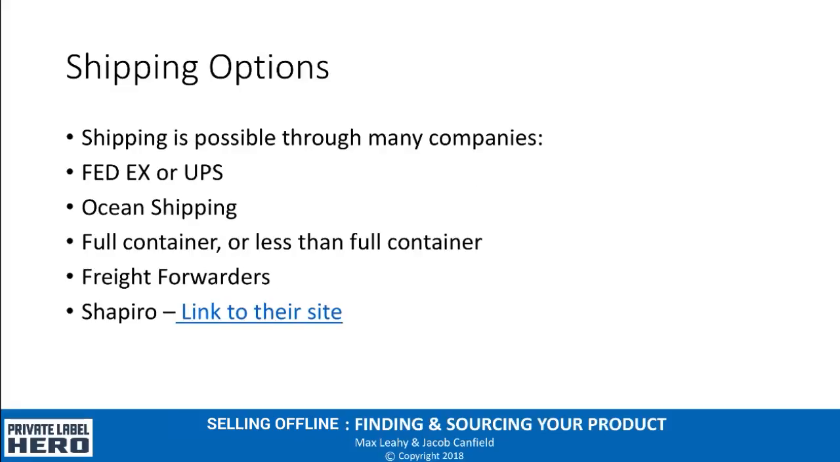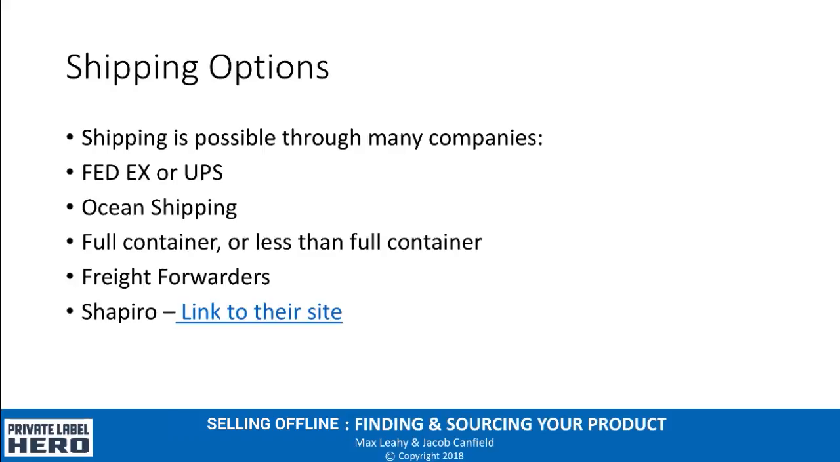Shipping options. Shipping is possible through many companies, such as FedEx or UPS. If your shipping is by air, these companies probably will make sense for you. If you're shipping by sea, you'll want to go with what's called a freight forwarder, at least for your first order. A freight forwarder will help you expedite your goods from the port. It's brought to you directly to your door. I recommend using a company called Shapiro. They're a slightly more expensive freight forwarder, but they get the job done perfectly every single time.